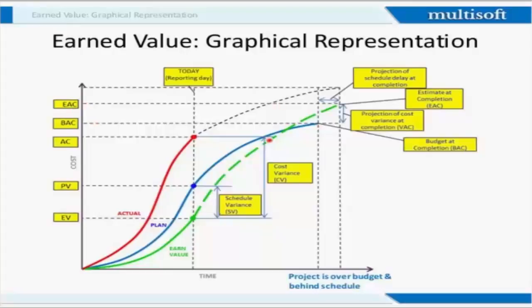And my actual cost of today is this. I already spent this much. This red line is the actual cost. So as of today, this is already spent. That means how much money is left for me to spend will be the estimate to completion, that is this point minus this. And my variance at completion will be between EAC and BAC. This one is the variance at completion.